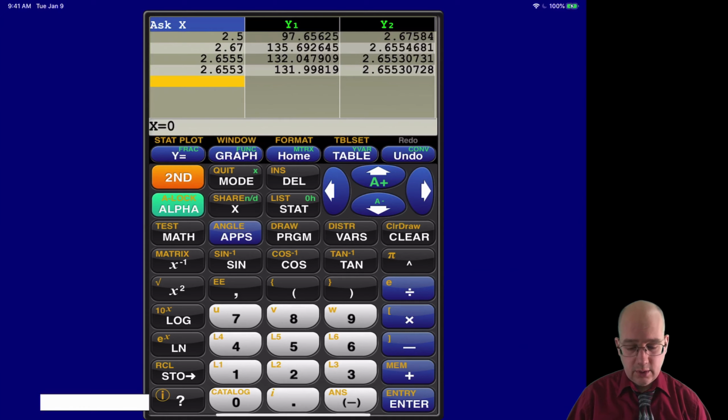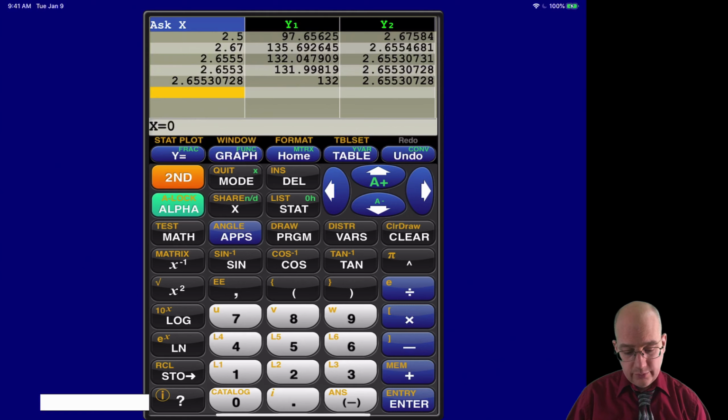So we're already 1, 2, 3, 4 steps in. We are at 131.99. Again, notice that I had a reasonable guess, right? It wasn't totally wacky. If it was wacky, it would take several more steps to get there. And then 2.66, oops, 65530.728. And that should do it for us. Yeah, so it was like, what, 3 or 4 steps?